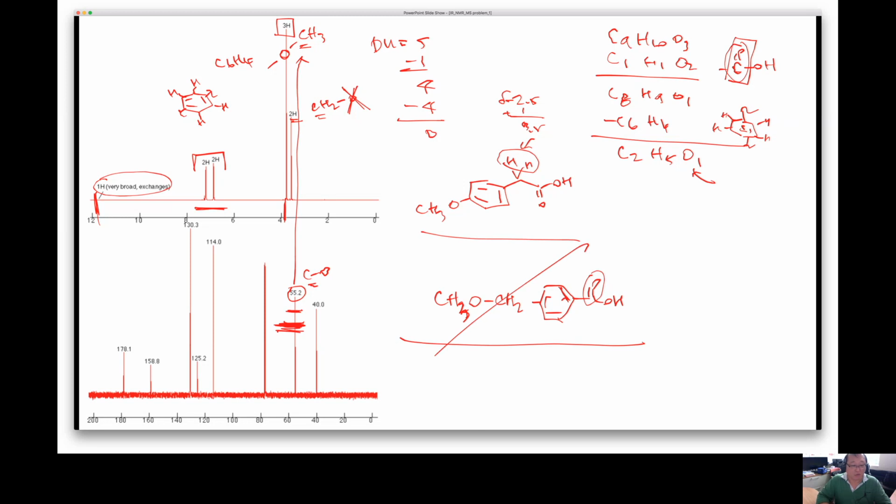And also what clearly supports this is that we only have one carbon peak for the one carbon next to an oxygen. If this were the case, then two carbons would have to be next to an oxygen. So we should have two peaks there, but we have only one. So clearly this is not the case. It should be this one.